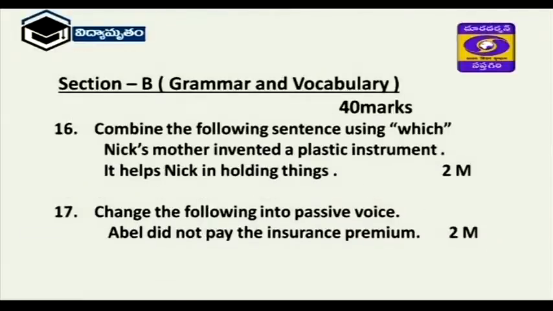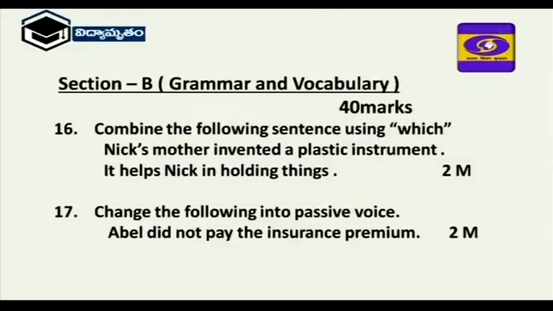Next, section B, it is grammar and vocabulary. Here I have given you some questions for this section. Let us see what they are. This section B is for 40 marks in total. Combine the following sentences using which, and that is question number 16. Nick's mother invented a plastic instrument. It helps Nick in holding things. So you have to combine these two sentences using the relative pronoun, that is which.